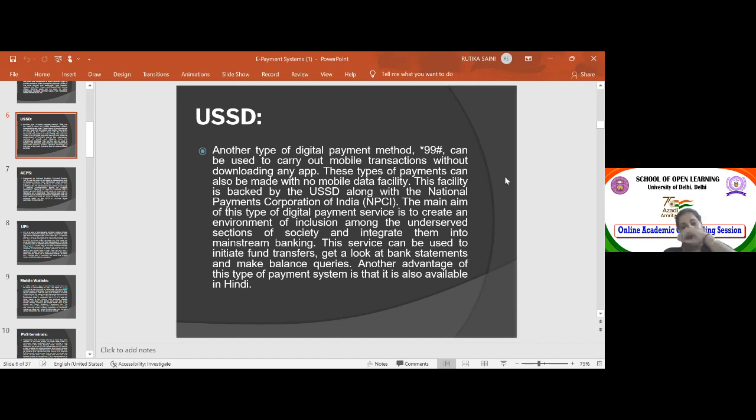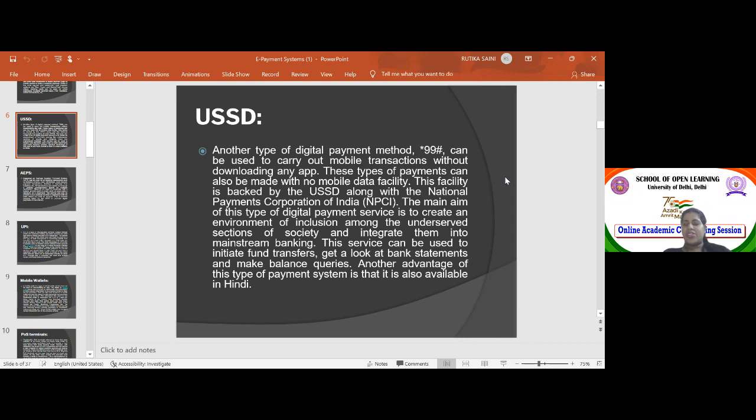We have one regulatory body to regulate all the digital payments in India, that is the National Payments Corporation of India. So USSD is also backed by them. The main aim of this type of digital payment service is to create an environment of inclusion among the underserved sections of the society.